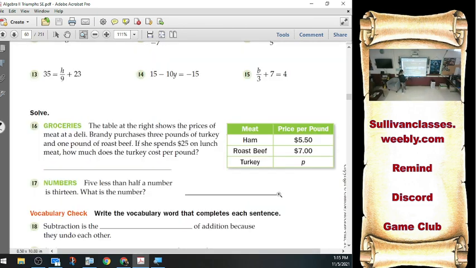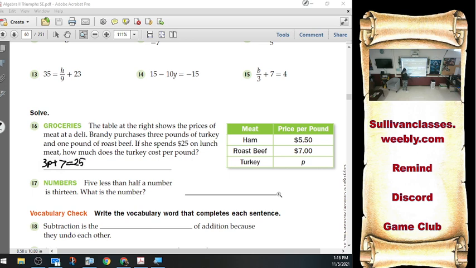Ooh, that's something going for the word problem. Oh, I didn't know how to do it. But it went okay, didn't it? I hope. No. Absolutely not. 3 pounds of turkey meat. So 3 times whatever the turkey meat is, right? And means plus, add together. 1 pound of the roast beef, which is $7. And all together, it's $25.